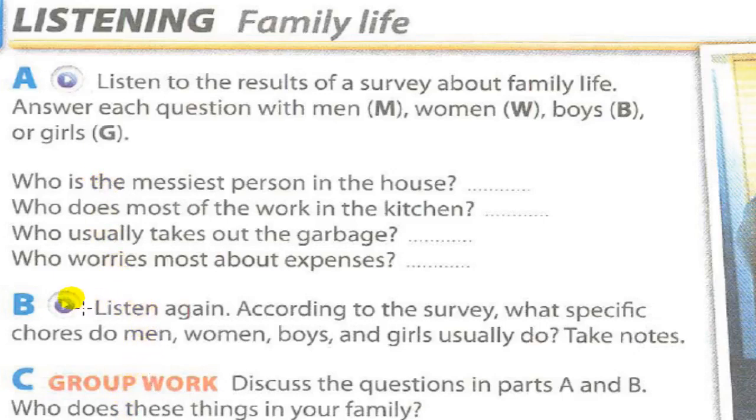And then in number B, you write what specific chores do men, women, boys, and girls usually do at home. You write what do men do, what do women do, what do boys do, and what do girls do. Listen and take notes. You are going to listen twice. You're gonna listen two times.